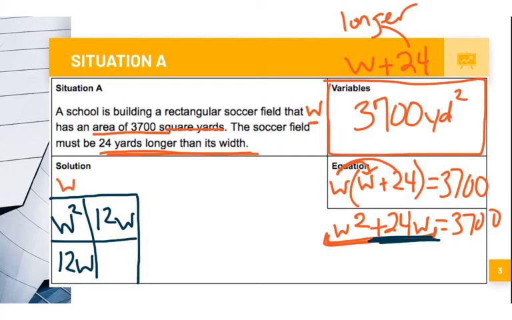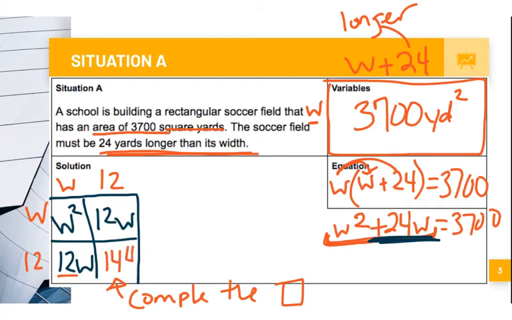So W times W is W squared. W times 12 is 12W. And the same thing, remember it's a square, it's got to be the same thing, right? W times 12 is this other 12W. Cool. All right, now I need to actually complete this square. Okay, so 12 times 12 is 144.